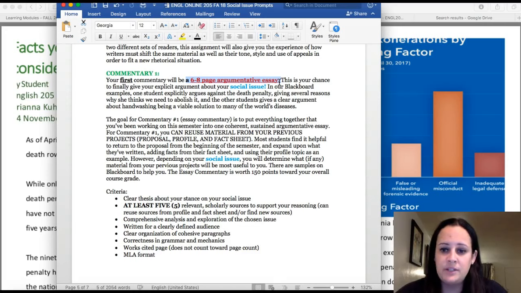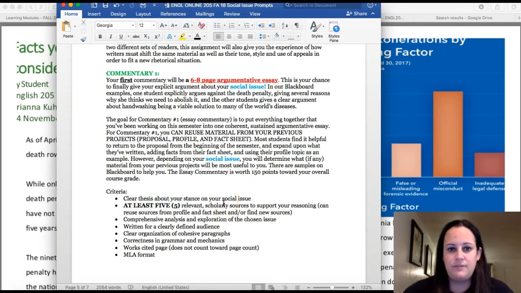Those first 3 projects are really meant to help you create a foundation for your commentary essay. So this is your full-fledged argument. I've been holding you back. I've been telling you don't argue yet, don't argue it yet. Now this is your chance. This is your full-fledged argument. You're going to have at least 5 sources, as it says here, 6 to 8 pages, super straightforward.